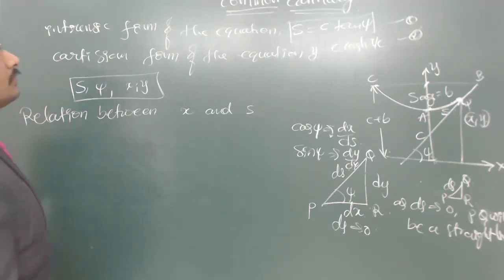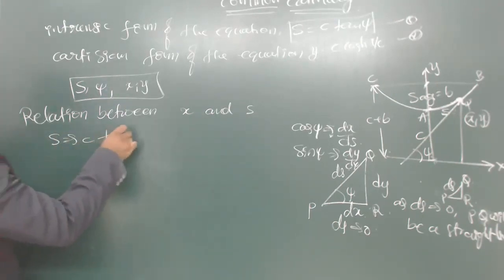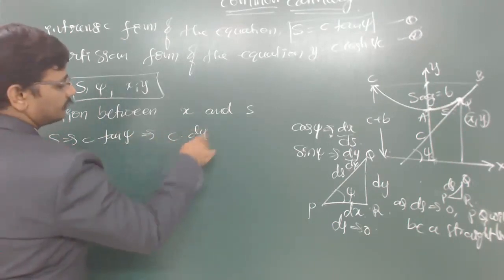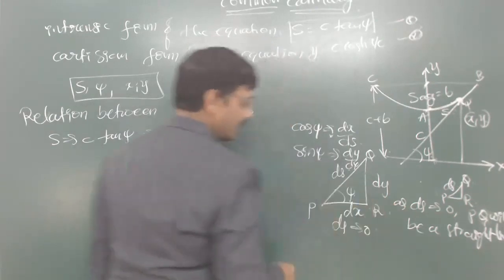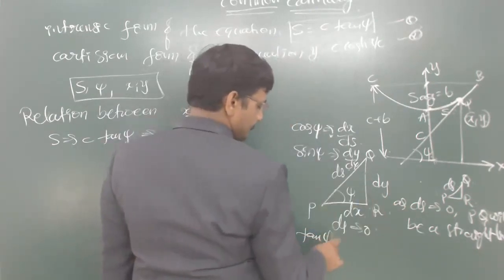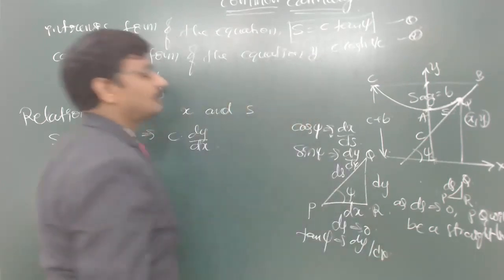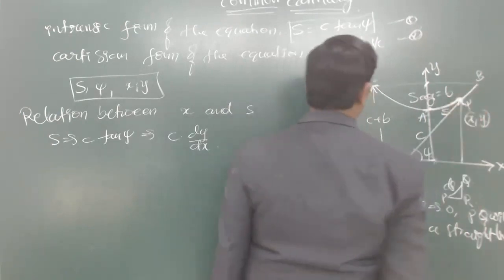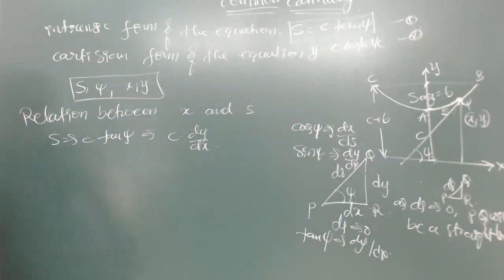Okay, so let me solve this. See this. So s is equal to c tan psi. c tan psi is nothing but c into dy by dx, because from this triangle, dy by dx is nothing but tan psi. So which is nothing but the slope at the point we have considered here. So the slope at this particular point is given by dy by dx equal to tan psi. So this is equation number 1.